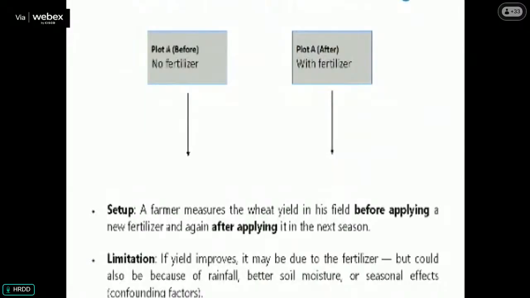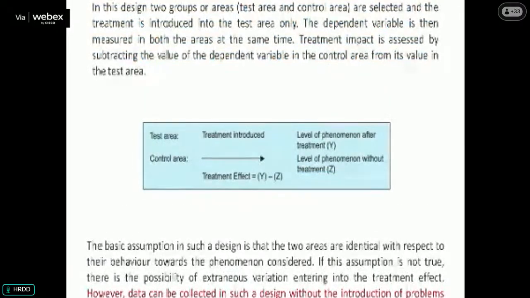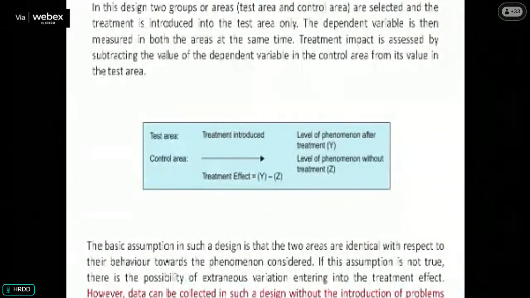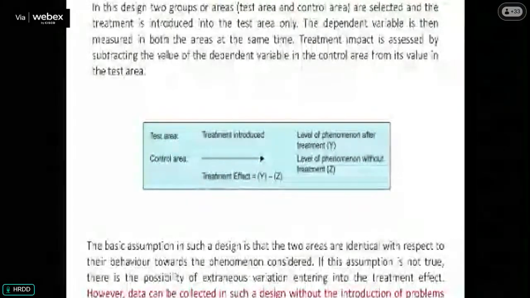Now we go into the second type, which is after-only measure. They are measuring the dependent variable only after the experiment, not before. So what is this type of design? In this design, two groups or areas are selected. Here you have two groups: one is the test group, test area, and another is the control area. So in this design, two groups or areas, test area and control area, are selected, and the treatment is introduced into the test area only.